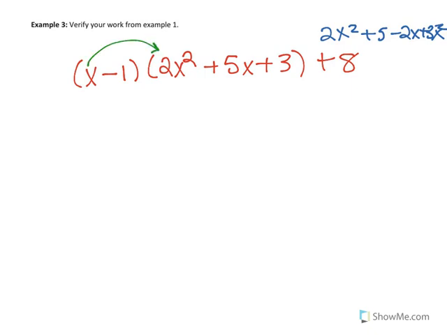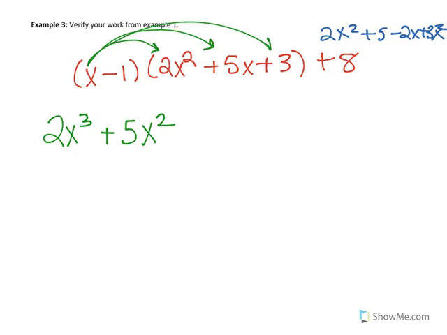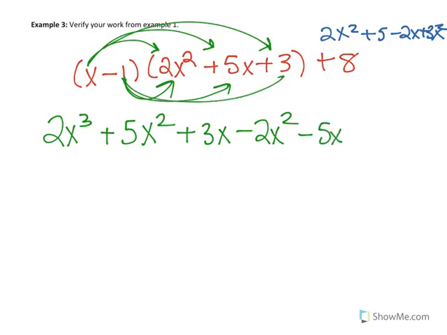So we have x times 2x squared is 2x cubed. X times 5x is 5x squared. X times 3 is 3x. Now we have negative 1 times 2x is negative 2x squared. Negative 1 times 5x is negative 5x. Negative 1 times 3 is negative 3 plus an 8 at the end.